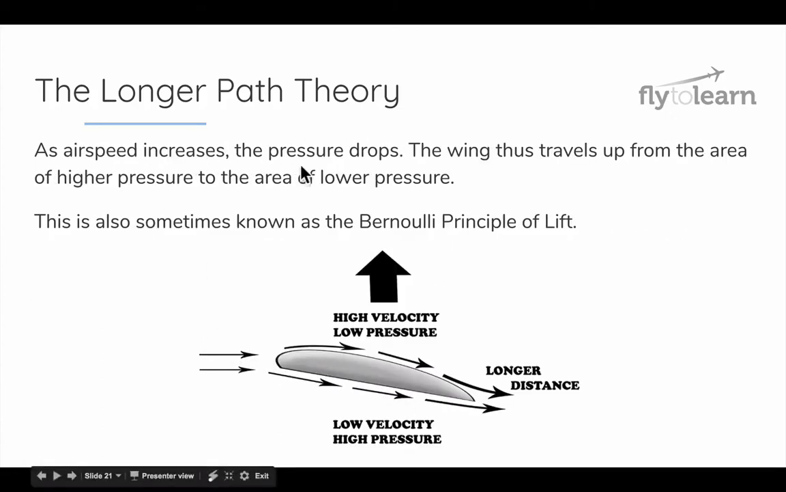As airspeed increases, pressure drops. This is known as Bernoulli's principle. Thus, the wing travels up from the area of high pressure caused by the slower moving air under the wing to the area of low pressure from the fast moving air on top of the wing. Because it can be described by Bernoulli's principle, sometimes this is also called the Bernoulli principle of lift.